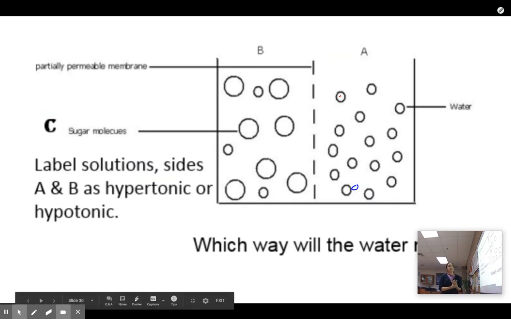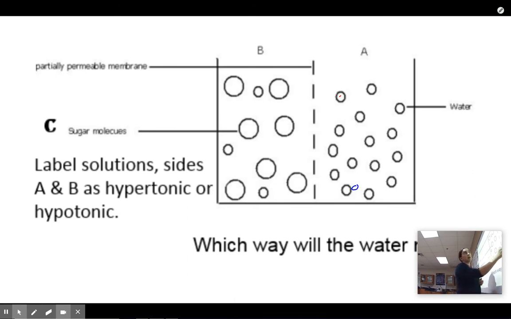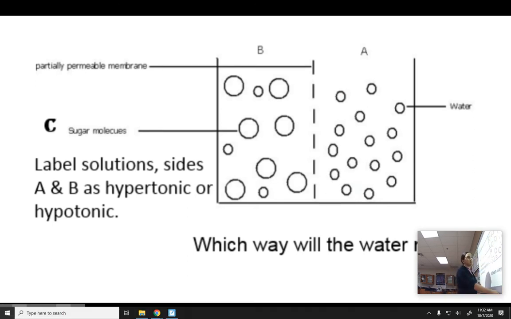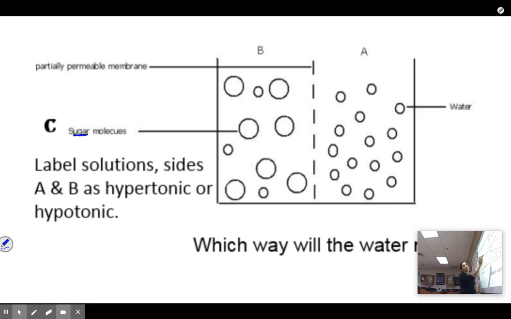Again, this one asks us to label the solutions as hypertonic and hypotonic and label which way the water will move. So this is very similar to what we just did. This time, if you read it, it tells us the sugar molecules are these larger ones. So again, I'll just highlight those so it's easier to tell the difference. And we have a semi-permeable membrane in the middle. So take a minute, label the hypertonic and hypotonic sides here, and draw which way you think water would move.